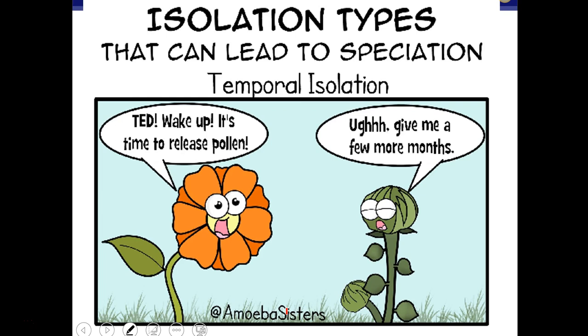So again, you could have a big piece of land in between you. You could just be in the same area but different locations, or you could be right next to each other but the timing is off. So all of these are types of prezygotic barriers.